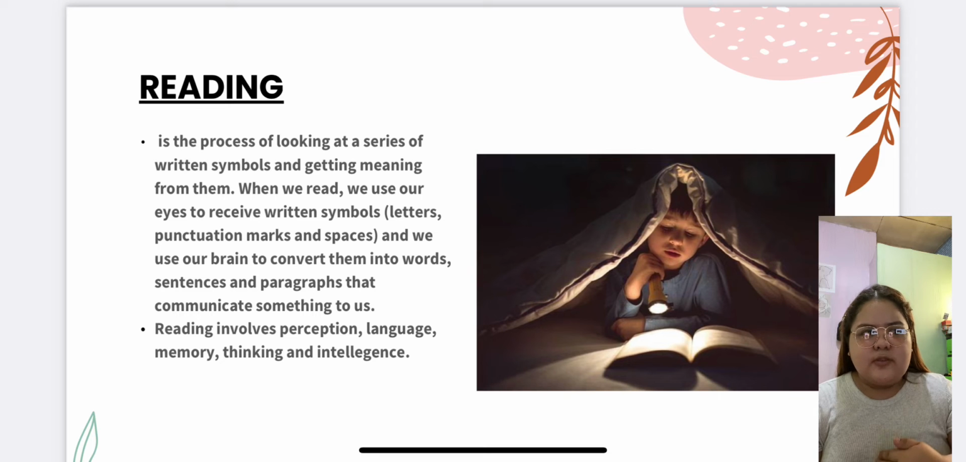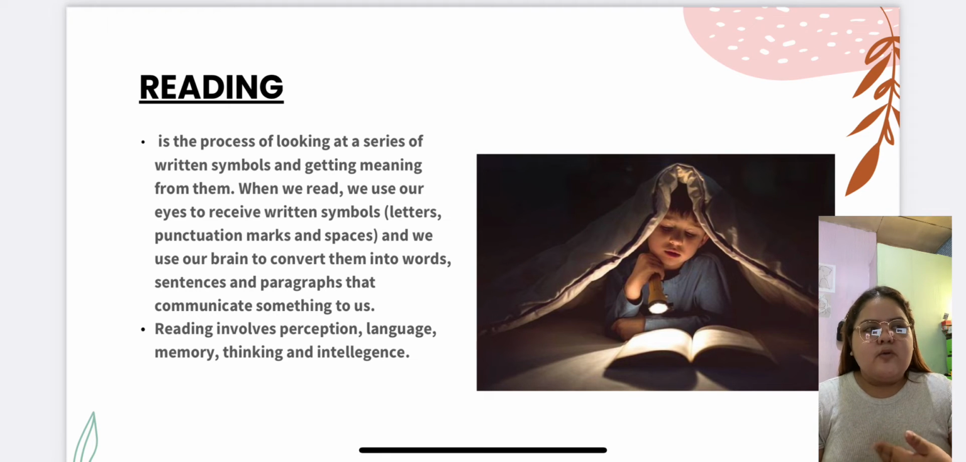So, reading is a process of looking at a series of written symbols and getting meaning from them. So, mao gani na, kailangan nato magbasa para mas madagdagan ato ang knowledge and dapat para mas maka gain og mga lessons from the series or paragraphs or unsa man ato ang ginabasa.